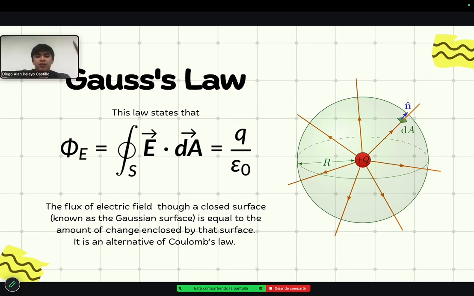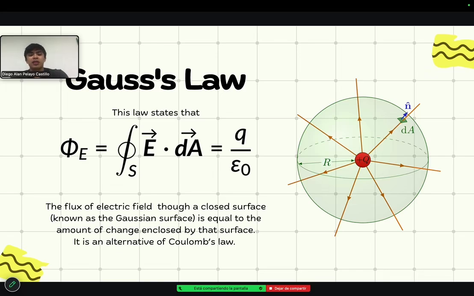One of the other concepts we had to understand alongside Gauss's law was electric flux. You can think of it as counting how many electric field lines go through a certain surface. The more field lines that cross the surface, the greater the flux. So this was a basic concept to understand what Gauss's law was.